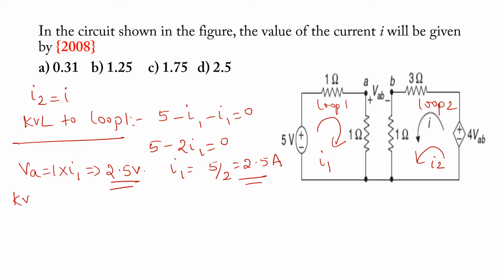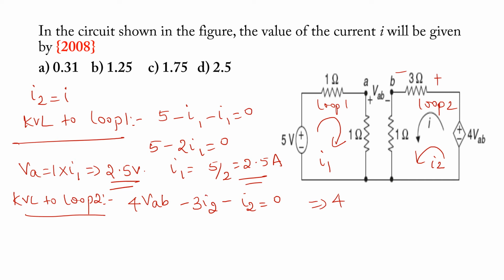So if we apply KVL to loop 2, what we get is 4 VAB, this is plus, this is minus, 3I2 minus I2 equal to 0, or it implies 4 VAB is equal to 4 I2, or I2 is nothing but VAB. So we have got I2 equal to VAB. So what is VAB? VAB is nothing but VA minus VB.